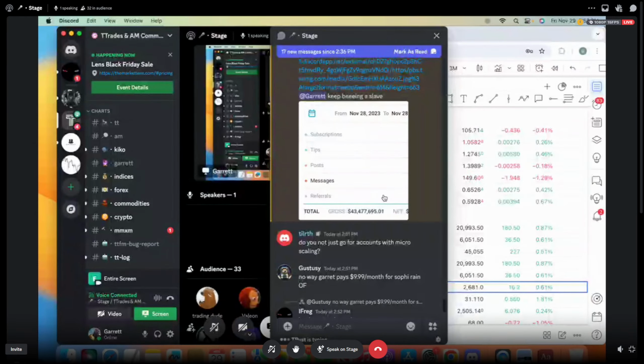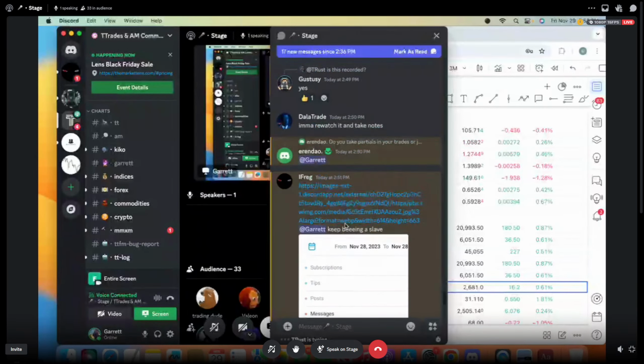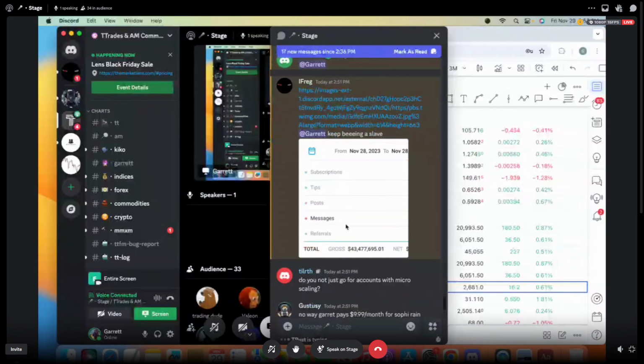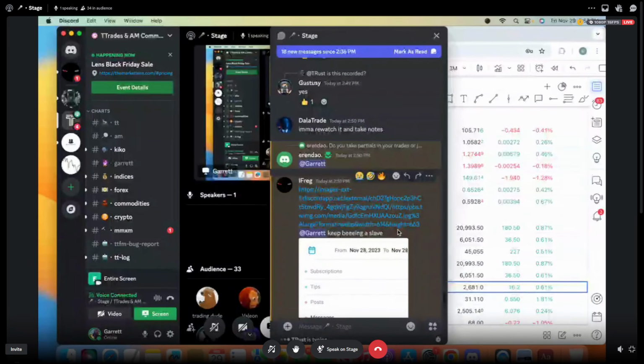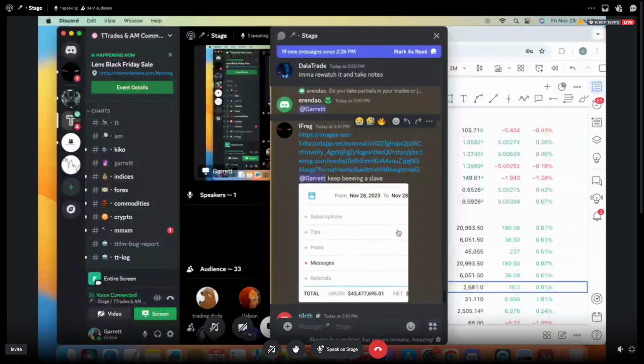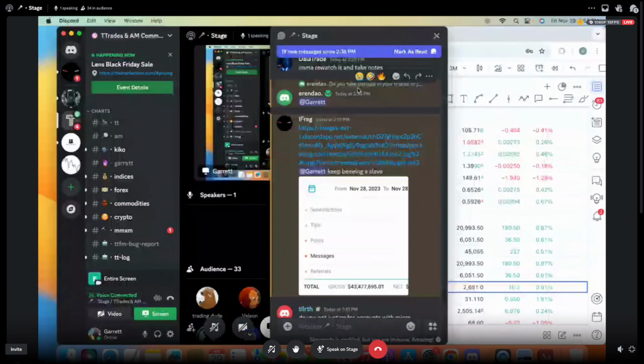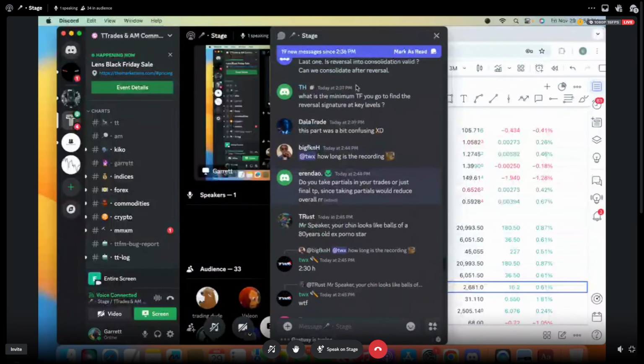Do not just go for micro. With Top Step, I trade Top Step mainly, and you can only trade with two contracts, so you can only trade with two micros, which is nothing. So I'm kind of forced to trade that, but if I'm trading MFU, then I can trade more. But I'm probably gonna hop off pretty soon.